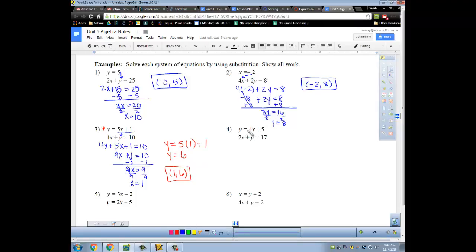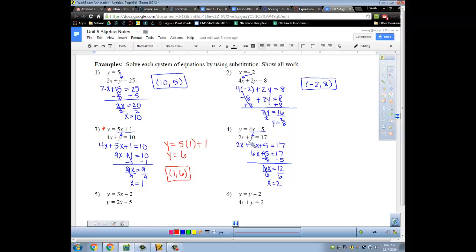Okay, number 4, doing the same thing. So I know y equals 4x plus 5, so I'm going to take that 4x plus 5 and plug it in right there. So we get 2x plus 4x plus 5 equals 17. 6x plus 5 equals 17. Subtract 5 from both sides to get 6x equals 12. Divide both sides by 6 to get x equals 2.